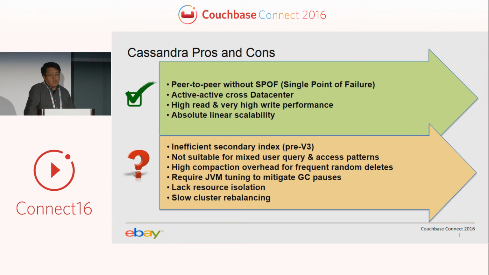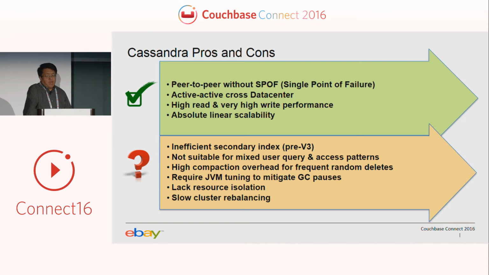The problem that we are facing with Cassandra is the secondary index. Currently, it is basically a kind of local index. So when you try to do those range scans, mostly you have to do gathering, which is very inefficient. You are not expecting low latency from those kinds of range scans. It's also hard to mix user queries and access patterns. If you want to use some indexes, we have to build another column family with different primary keys.